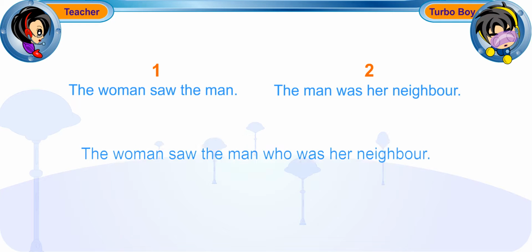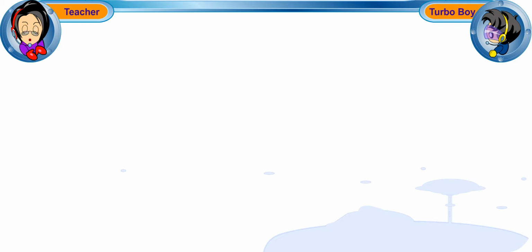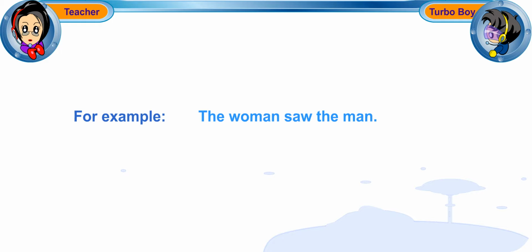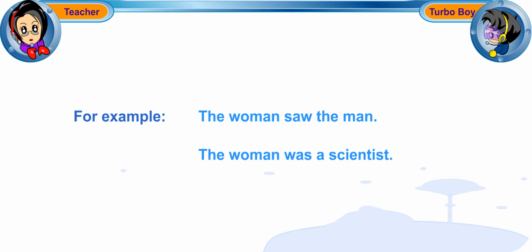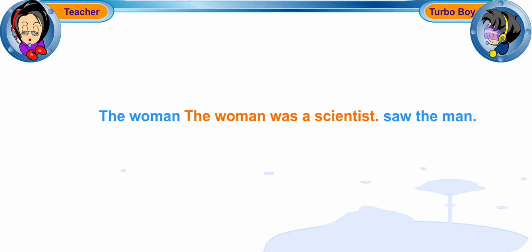That's easy. What if the second sentence is talking about the woman and not the man? Where do we shift the second sentence to? That's a very good question. For example, in the sentence, the woman saw the man. The woman was a scientist. Since the second sentence is talking about the woman, we need to put the second sentence immediately after the woman in the first sentence. Then we do the 3 steps again. Add the glue word, remove the repeated noun, and finally, remove the full stop.